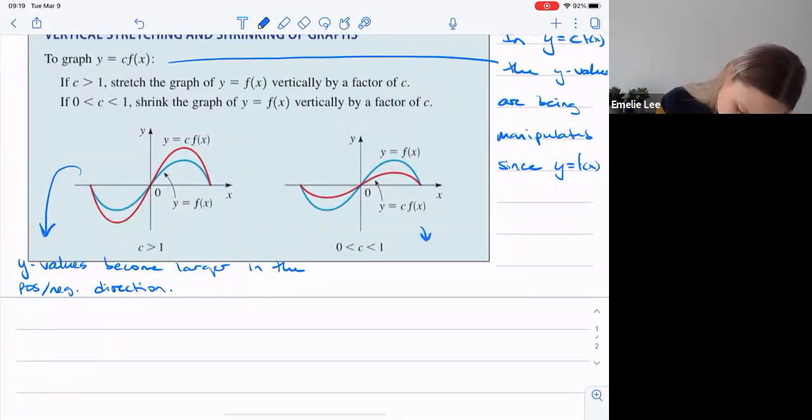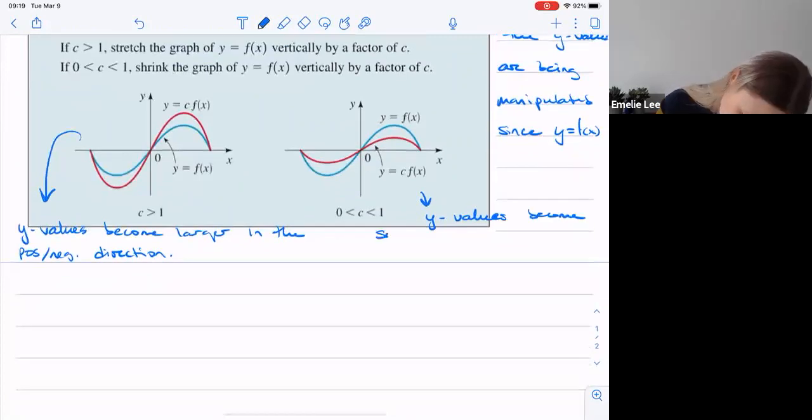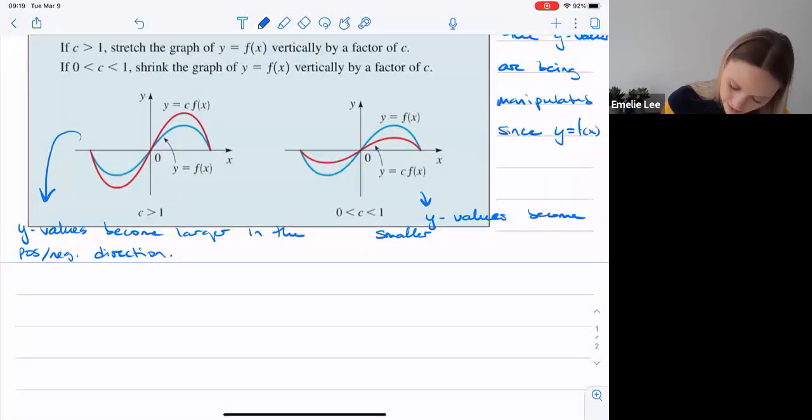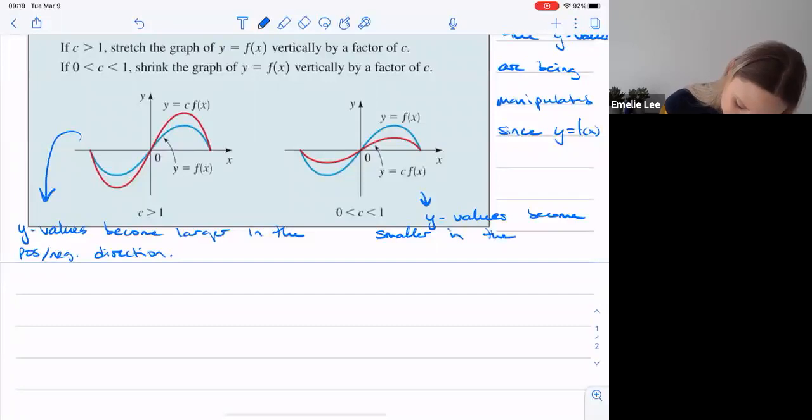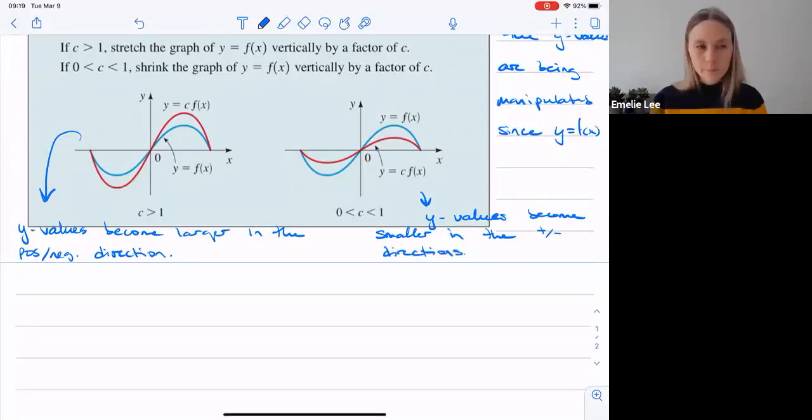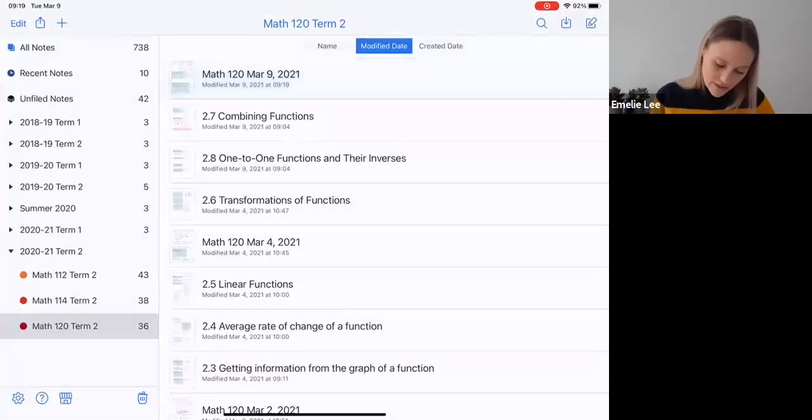So here, the y values become smaller in the plus minus directions. Taking some liberties there. So again, when I'm manipulating the y values, it behaves the way I want it to intuitively. Again, horizontally, it's not quite as simple, or at least to me.